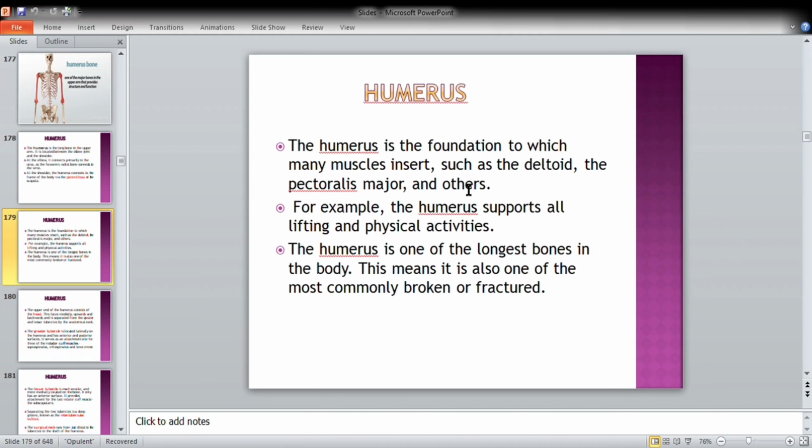The humerus is the foundation to which many muscles insert, such as the deltoid, pectoralis major, and others. For example, the humerus supports all the lifting and physical activities. The humerus is one of the longest bones in the body. This means that it is also one of the most commonly broken or fractured bones.